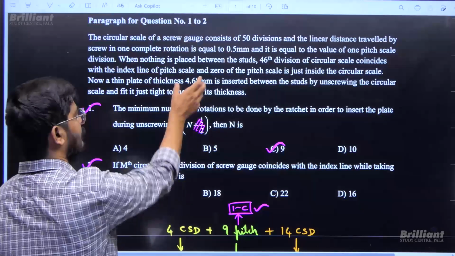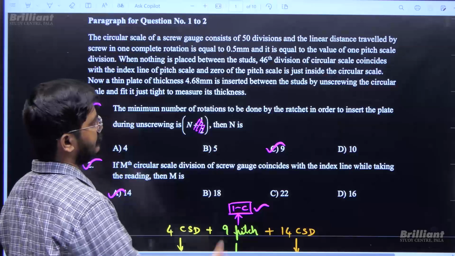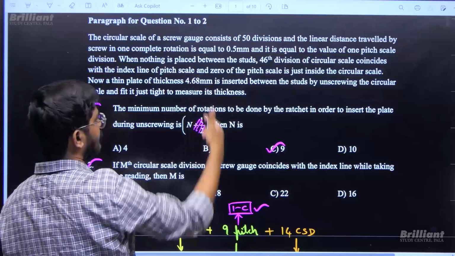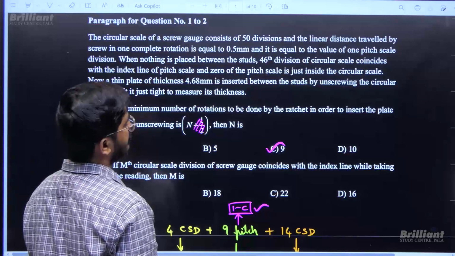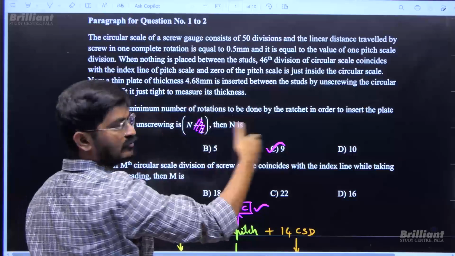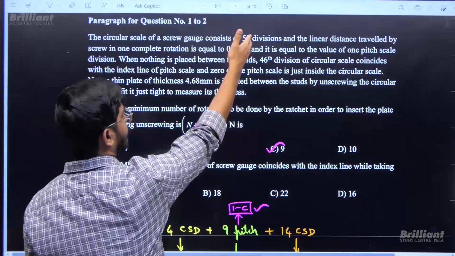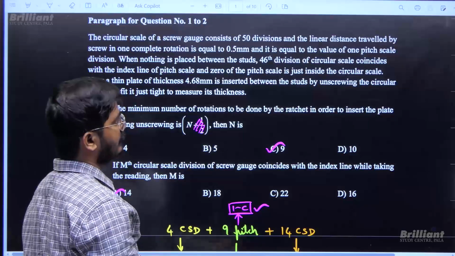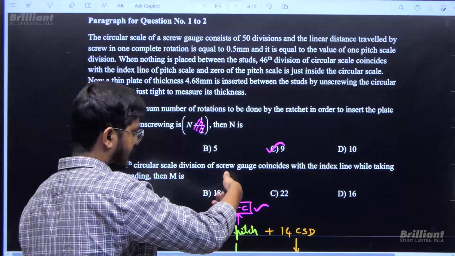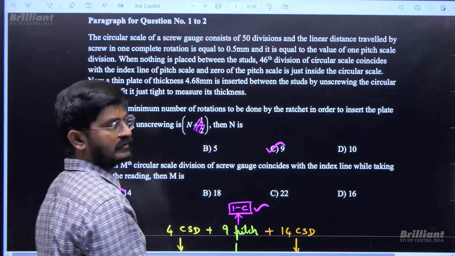So if you want to fit this much, how many rotations do you need to do? Now the 46th division is coinciding. Actually, what is going to be one circular scale division? For 50 divisions, it is going to move by 0.5 mm. So for one circular scale division, the reading is going to be 0.5 by 50 mm, that is 0.01 mm.